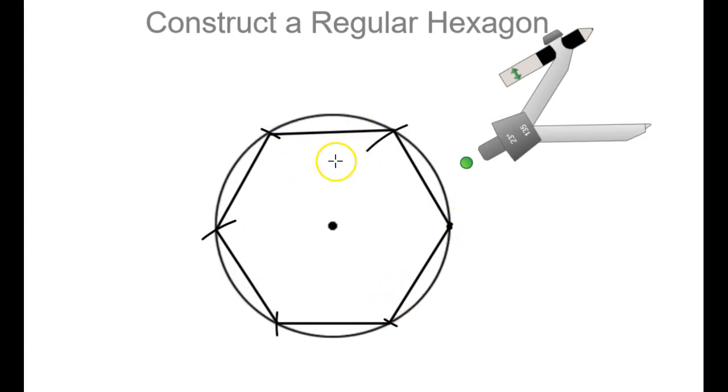All the side lengths are the same. All the interior angles are the same measure. Okay, so we went through how to construct an equilateral triangle, how to construct a square, and now how to construct a regular hexagon inscribed in a circle.